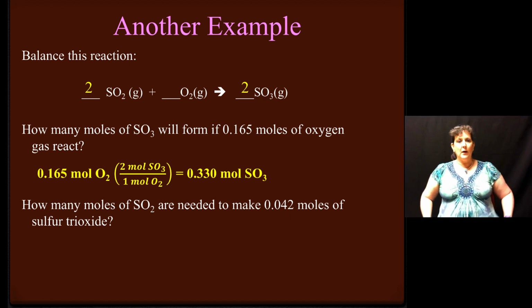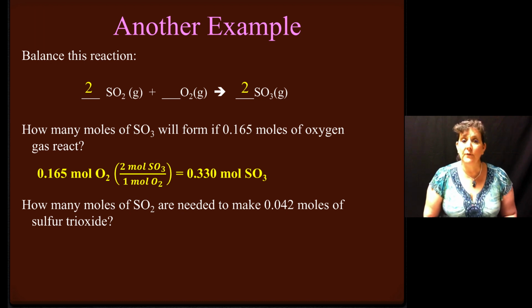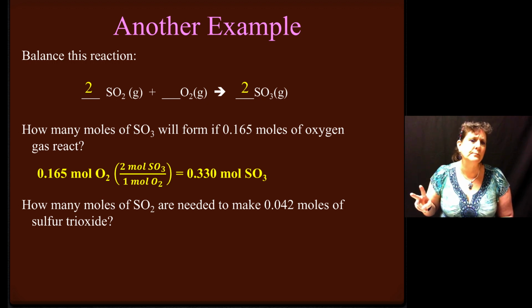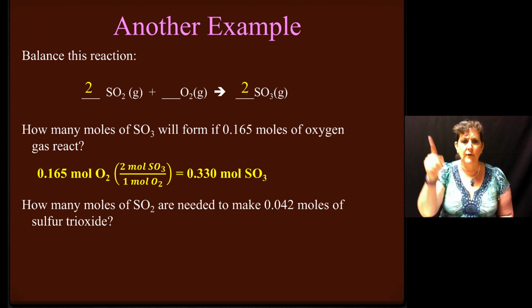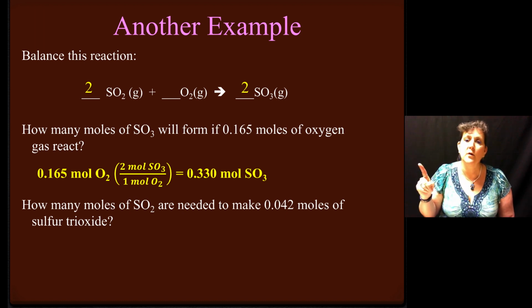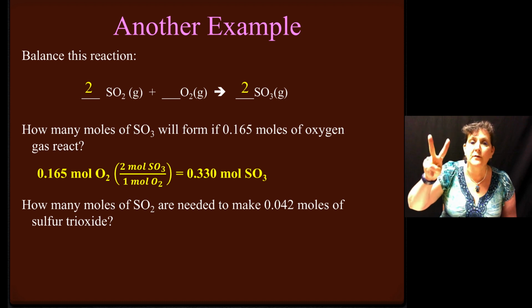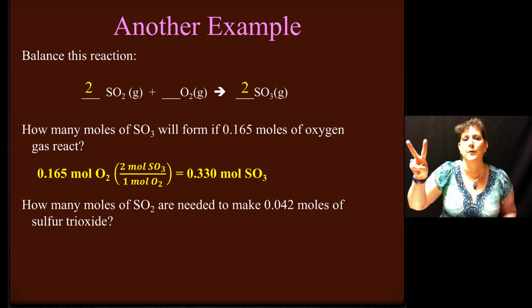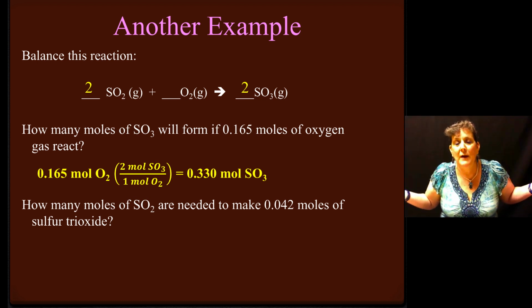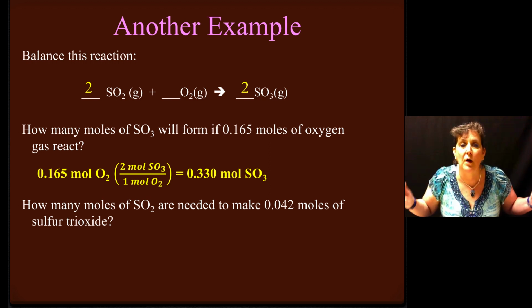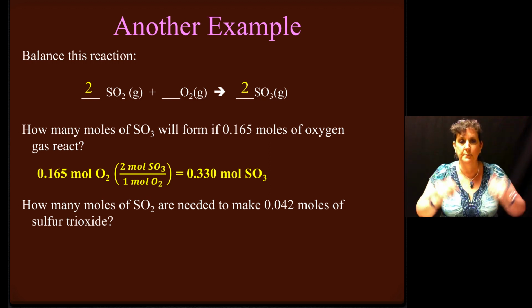All right, let's look at the second question. How many moles of SO2 are needed to make 0.042 moles of sulfur trioxide? Do we have two chemicals in a balanced reaction? Yes, we have two chemicals in a balanced reaction. That means we're going to have a mole ratio. I want you to pause and work this one on your own.